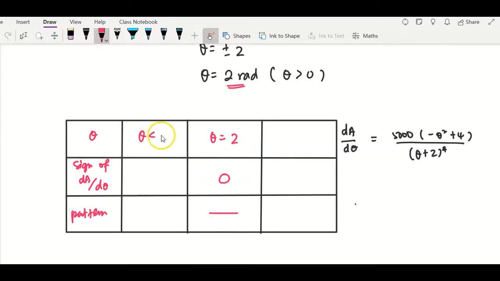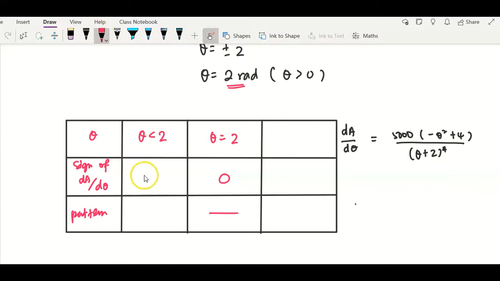If theta is less than 2, I am going to substitute a value which is very close to 2 but less than 2. For example, I will take 1.8 or 1.5 or 1.7. Substitute into dA/d theta, see what sign we get. Substitute 1.8, 1.8 squared, you get a negative value which is less than 4. So here you produce a positive value, and here of course you produce a positive value because of the power of 4.